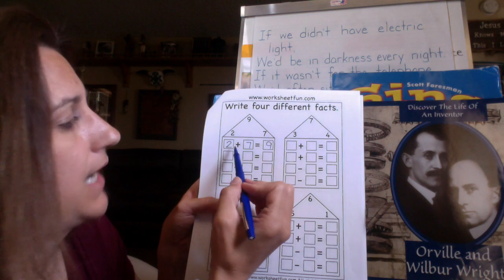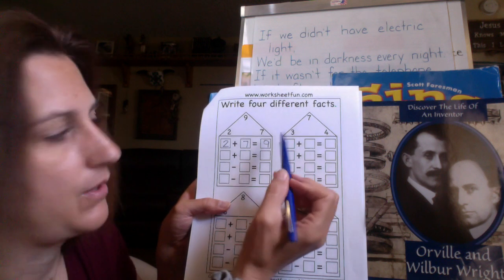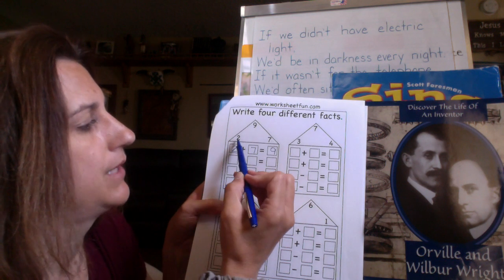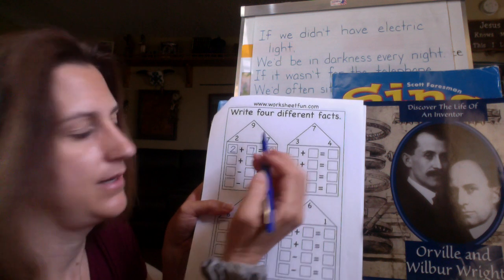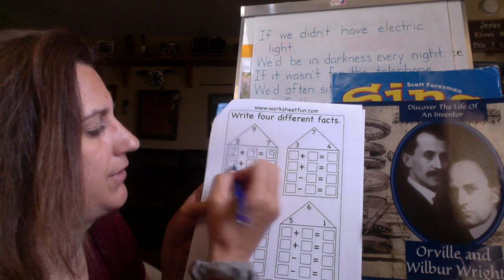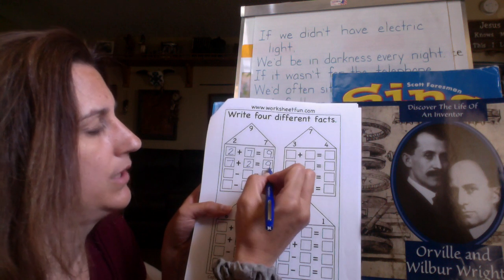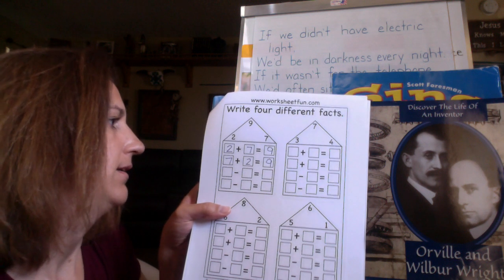Okay, then I'm just going to do the turnaround fact. So I'm going to look here and I'm going to read backwards. So I'm going to go 7 plus 2 equals 9. So here I'm going to put 7 first, the 2 is second, and then my whole is still 9.